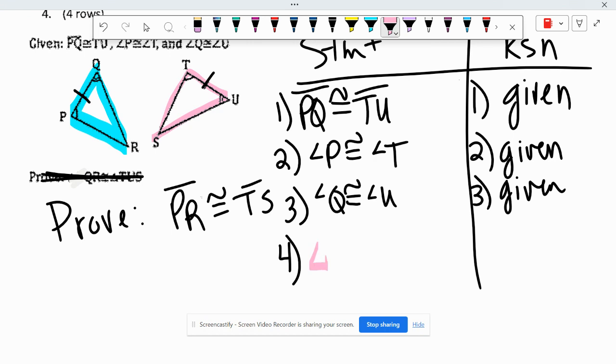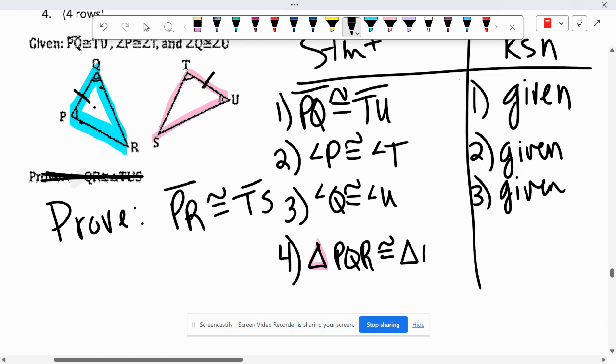Yeah. Triangle, not you. Other Aiden. So triangle PQR is congruent. So here's how I named this. One angle, side, two angle markings. Do you see that? So I have to name the other one the same way. TUS. And you guys told me it was angle side angle.